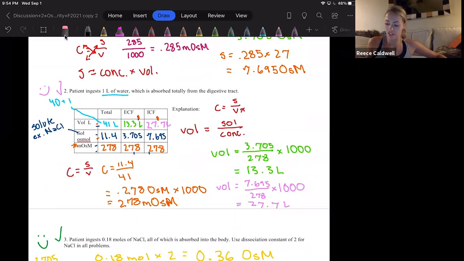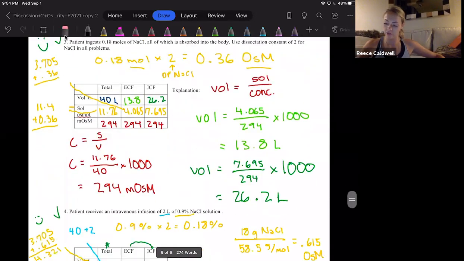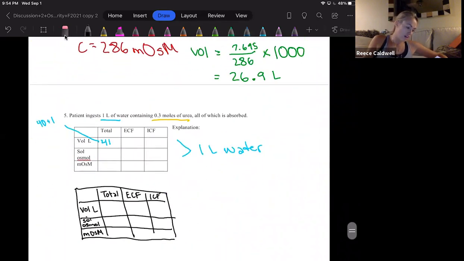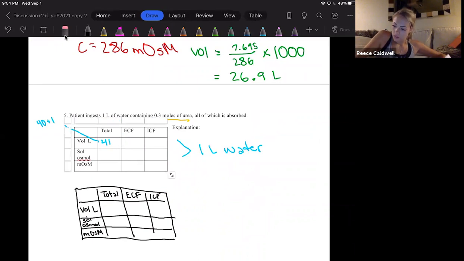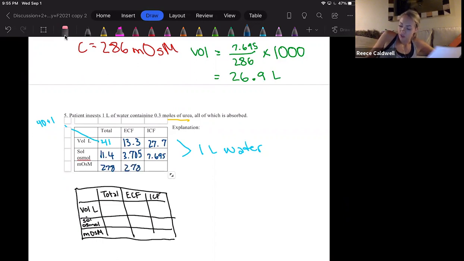So we've already solved for that 1 liter of water, so we can fill all of that information back in here. So we'll have that 41, we'll have that 41, we'll have that 13.3, we'll have that 27.7, we'll have that 11.4, 3.705, 7.695, and then 278 for osmolarity. So that's what happens when they consume 1 liter of water.